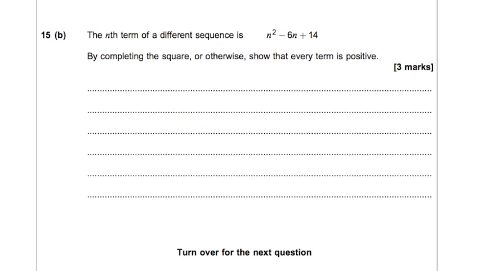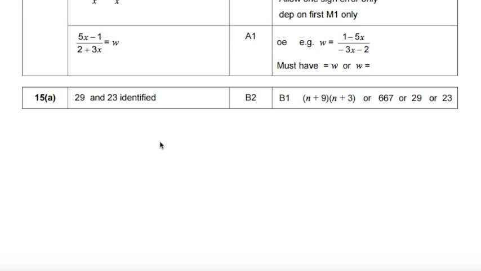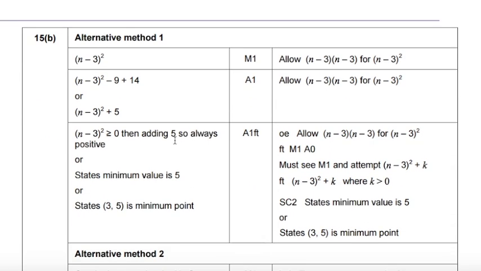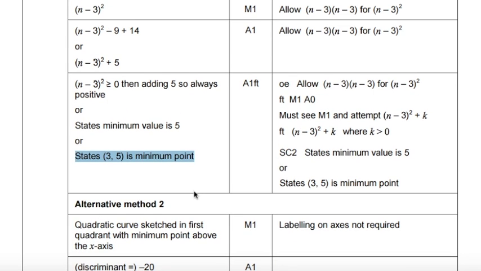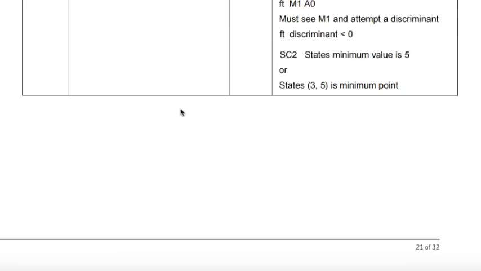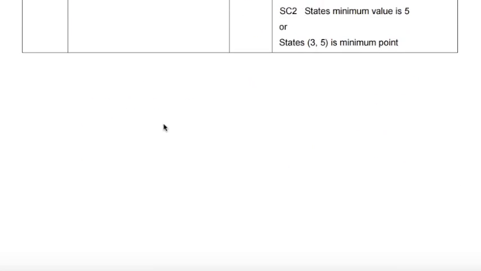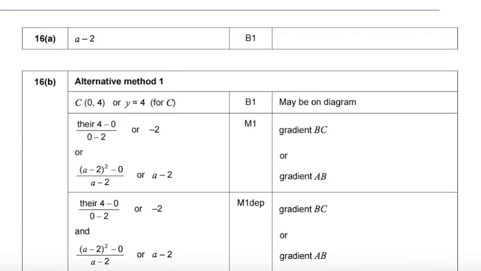So let's have a look at the mark scheme. So you just get 15a, 29 and 23. 15b, so they've completed the square, that gets you 2 marks. And then something here, you can say anything to the words of this is always positive, so adding 5 is always positive. Or states the minimum value is 5, or states 3, 5 as a minimum point. So you don't even need to draw them a nice graph. Alright. So lots of different ways of doing it, which are a bit more scary.